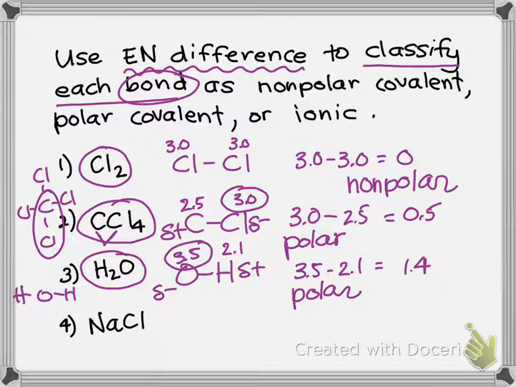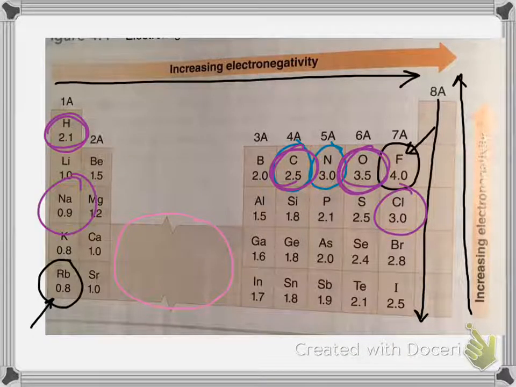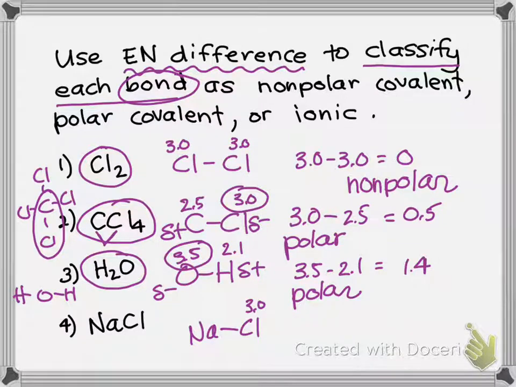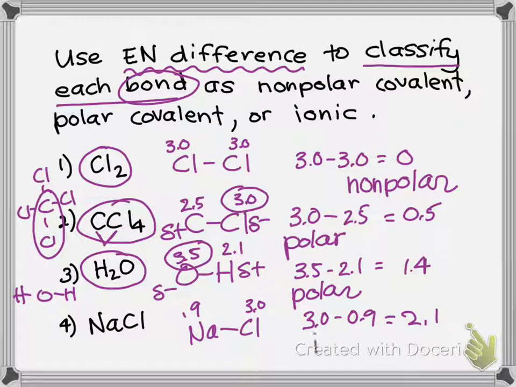Okay, and so let's do the last one. We have NaCl, so just thinking about it. Chlorine I know is a 3.0 from a previous problem. Na is 0.9. So it's always a positive number, so just take the bigger one minus the little one. This is 2.1. So we notice anything that's greater than 1.9 would be classified as ionic. And this makes sense for us because this is a metal and a nonmetal, which makes sense. We would predict that that one would be ionic.